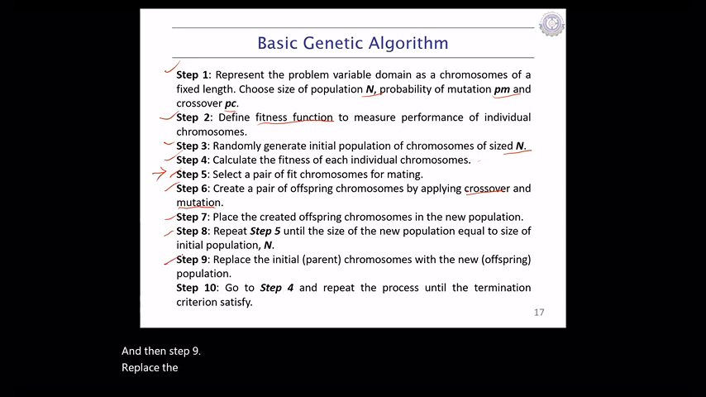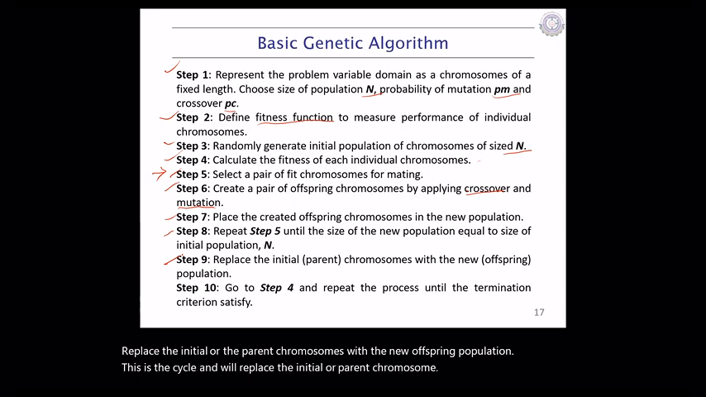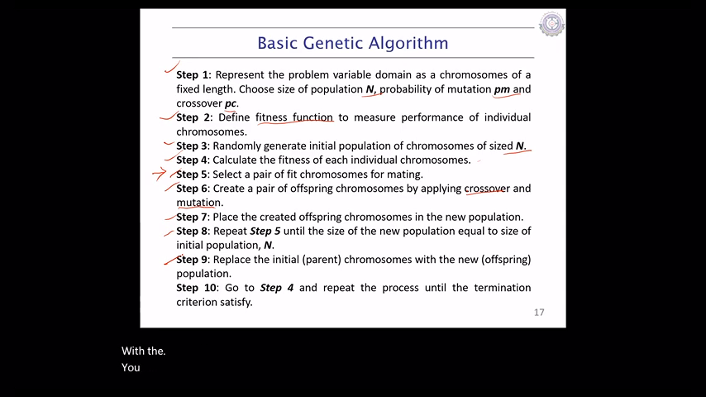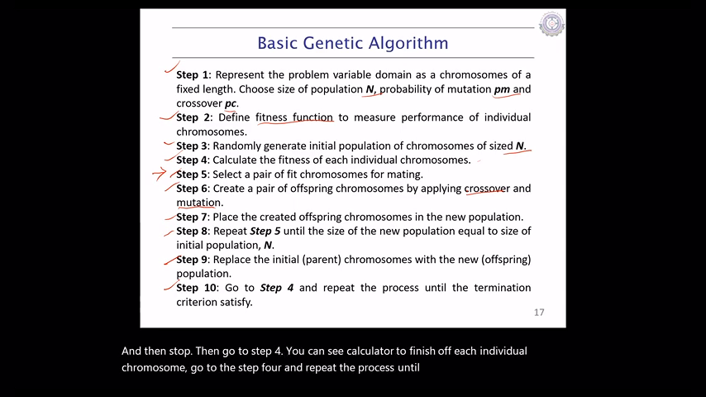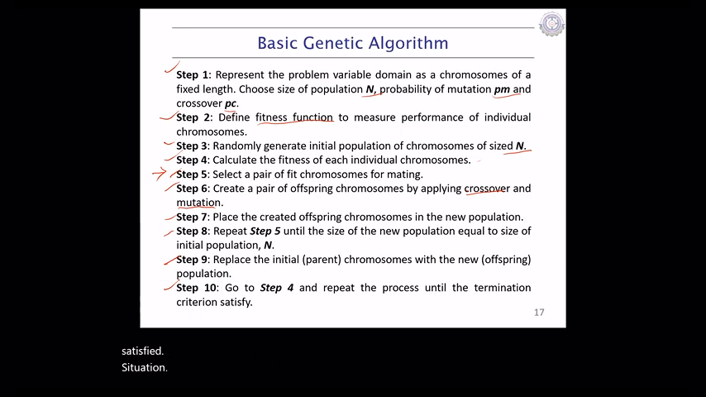Replace the initial or parent chromosomes with the new offspring population. This is the cycle. Then step 10, go to step 4: calculate the fitness of each individual chromosome. Go to step 4 and repeat the process until the termination criterion is satisfied. That is the basic genetic algorithm, from step 1 to step 10.